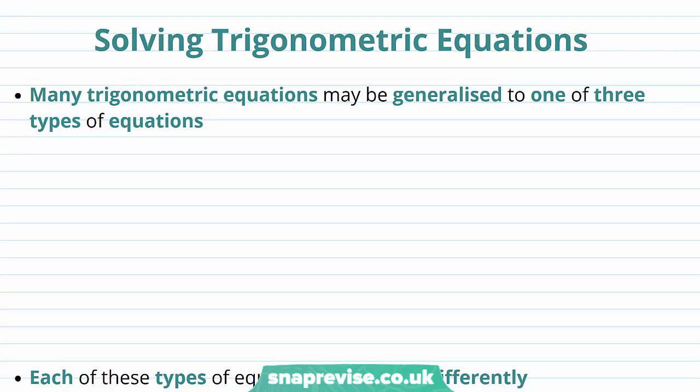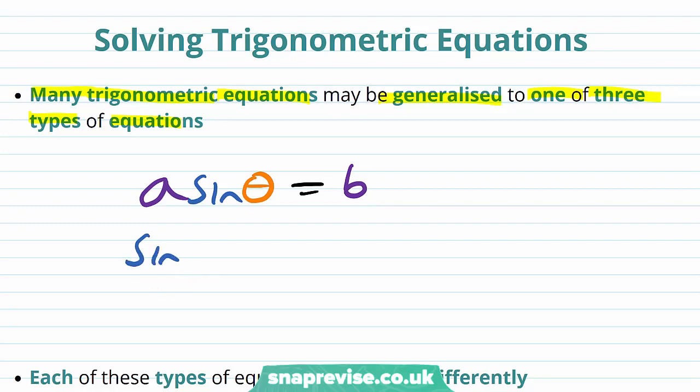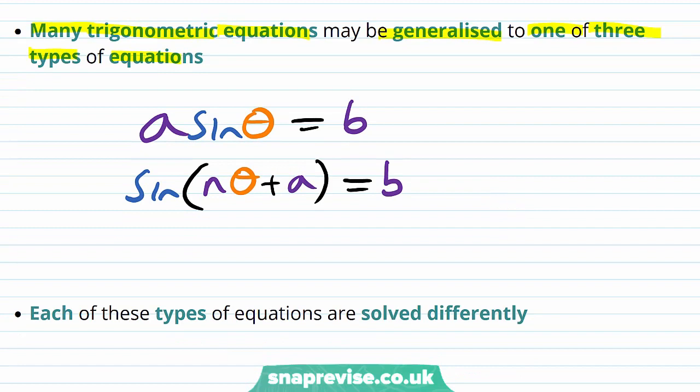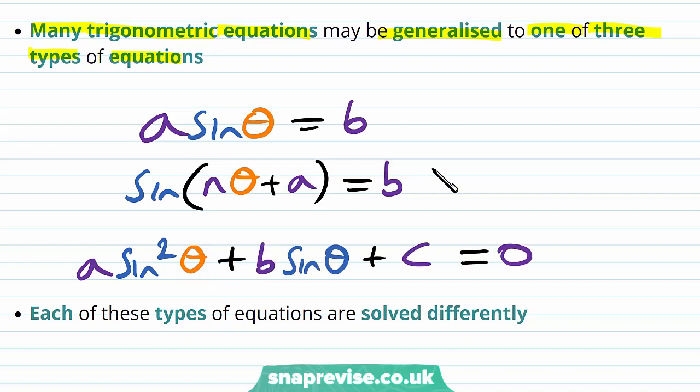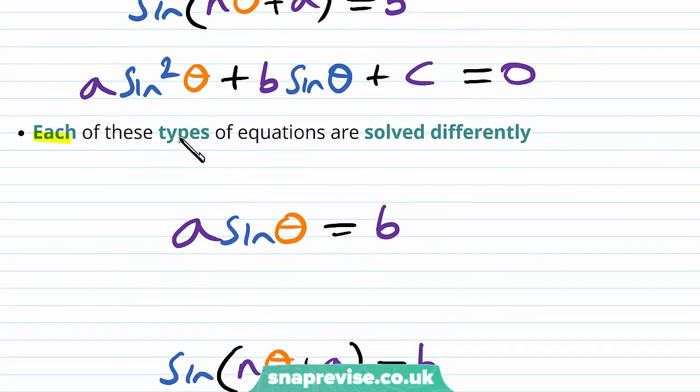So how can we solve trigonometric equations in general? Many trigonometric equations may be generalized to one of three types of equations. Firstly, we have the type a sine of theta equals b. Next, we have the type sine of n theta plus a is equal to b. And then we also have the type a sine squared theta plus b sine theta plus c is equal to 0. Each of these types of equations is solved differently.